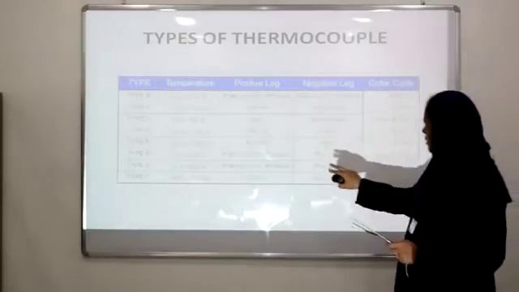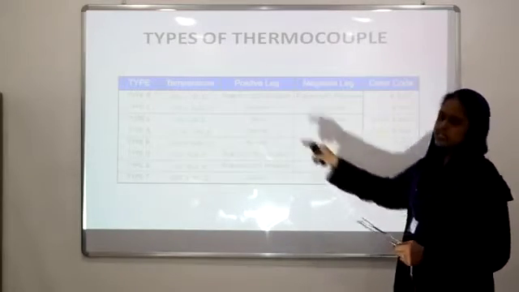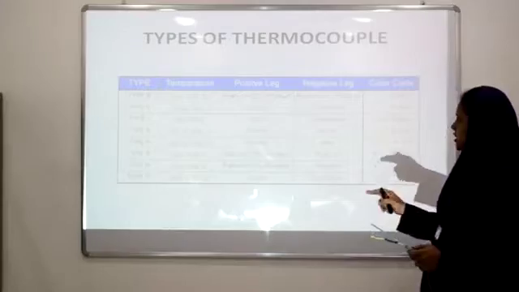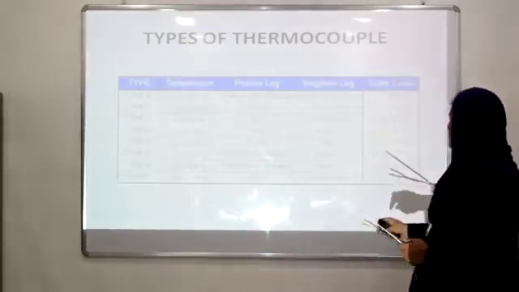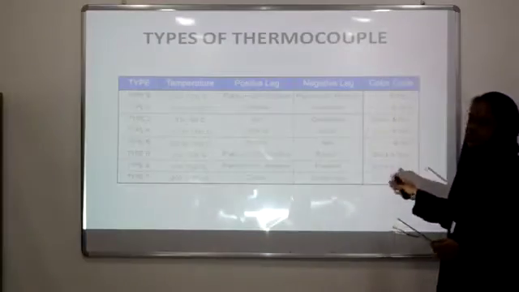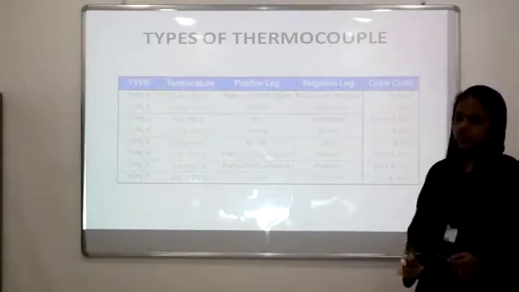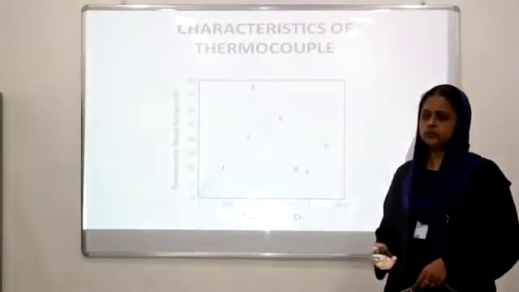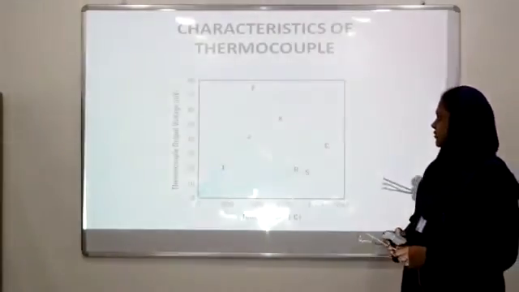Based on the positive leg and negative leg used, it is classified as type B, E, J, K, N, R, S, T. This is the color code normally used, in the international standard color codes. So these are the characteristics of thermocouple.